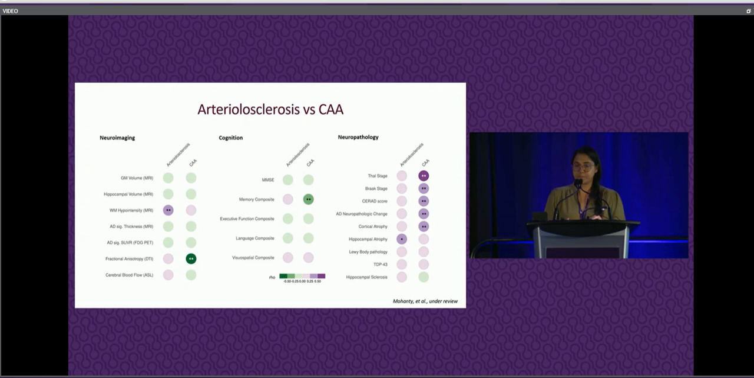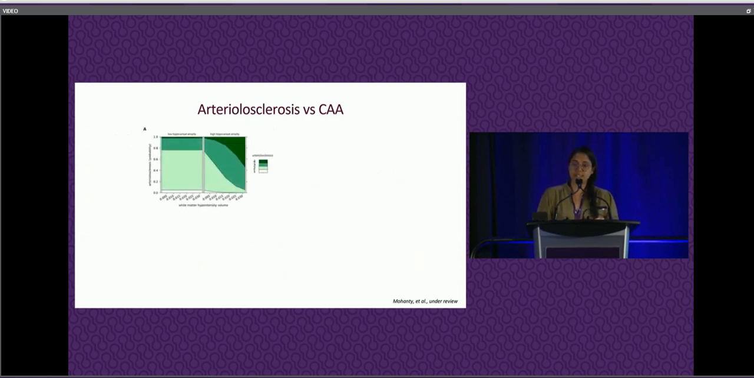neuropathology data. So we see that arteriolosclerosis and CAA are differentially associated with markers of neuroimaging, cognition, and neuropathology, with CAA being a relatively more AD-specific marker, whereas arteriolosclerosis is a relatively non-AD-specific marker. Specifically, the interactions that were significant were individuals with greater white matter lesion burden in the brain and greater hippocampal atrophy showed greater burden or greater severity of arteriolosclerosis.